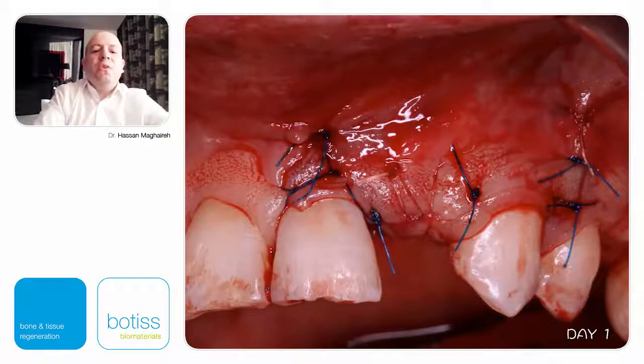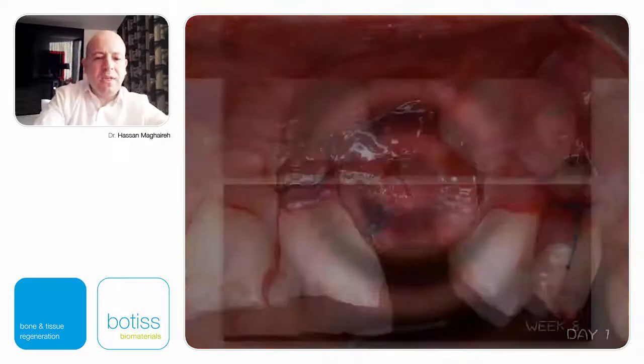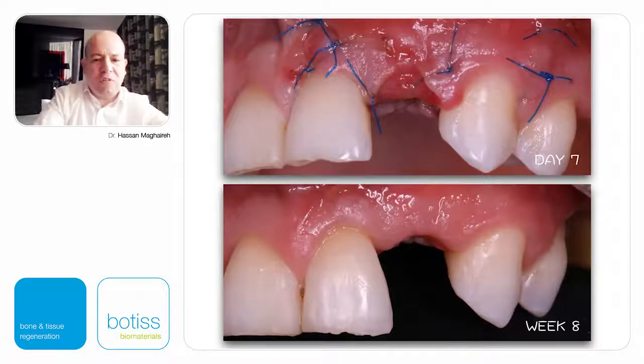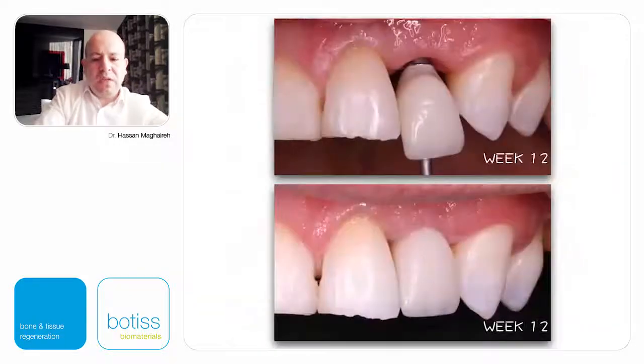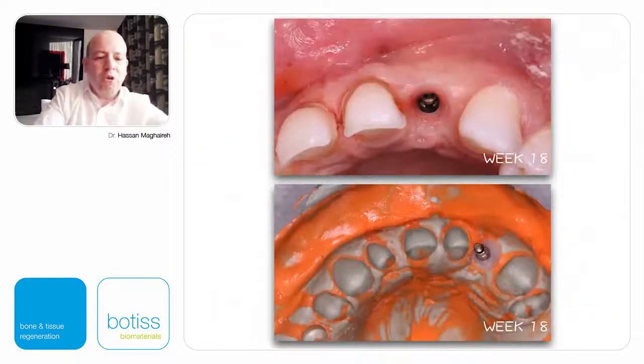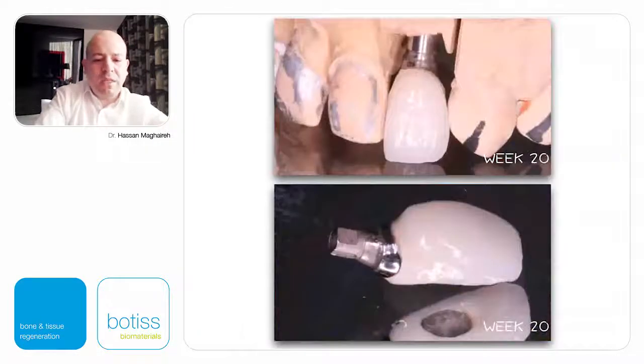Right, I've got 20 Newton centimeters. All right, submerge the case. Straightforward. Suture everything nicely. Day 1, day 7. Week 8, in this case, we left it 12 weeks before we made the temporary crown to start working on my emergence profile. And week number 18, we took the final impression for the final tooth.